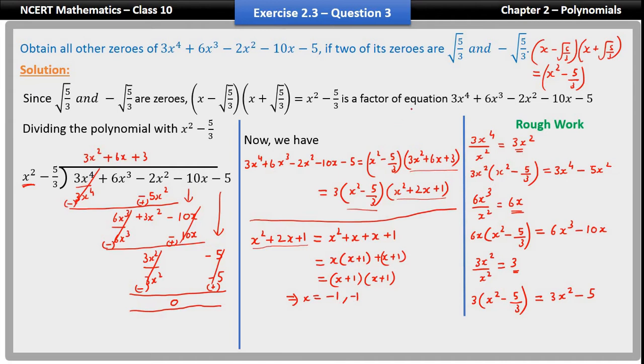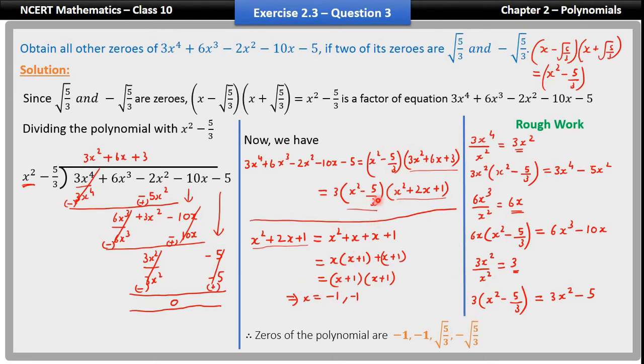And we already know the other two zeros, that is root 5 by 3 and minus root 5 by 3. And the zeros of 3x power 4 plus 6x cube minus 2x square minus 10x minus 5 are root 5 by 3, minus root 5 by 3, minus 1 and minus 1. Therefore, zeros of the polynomial are this. So this is how we found the other two zeros.